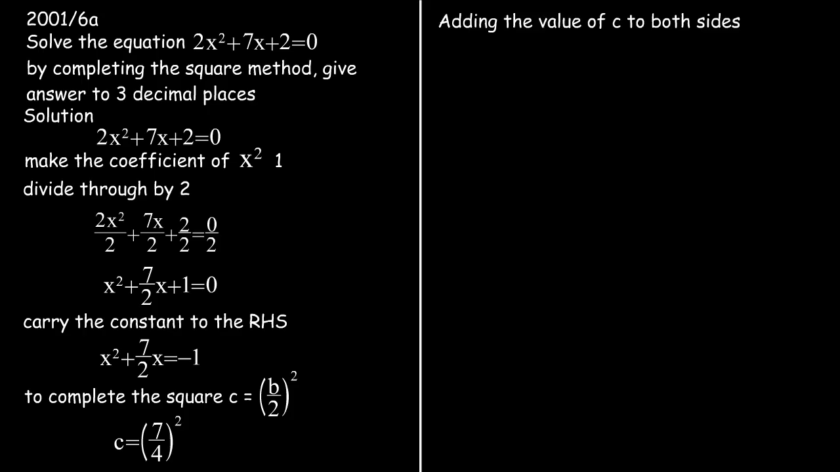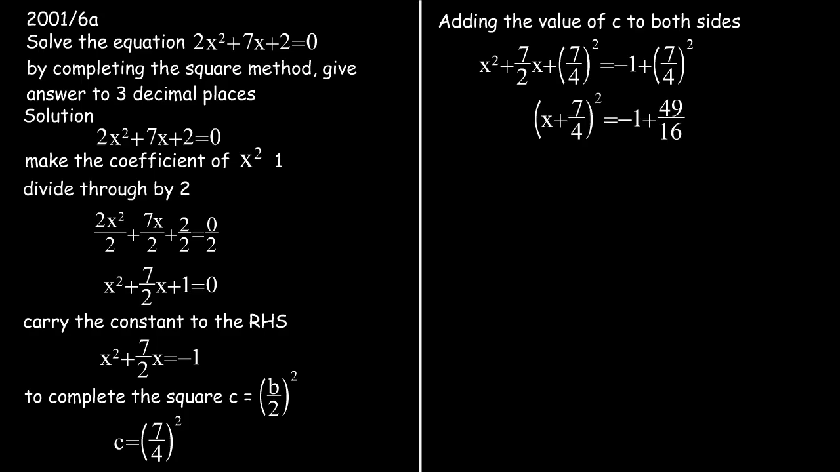Adding the value of c to both sides, it becomes s squared plus 7/2 s plus (7/4) squared is equal to minus 1 plus (7/4) squared. Now we can factorize our left hand side, and we know that our factor is going to be 7 over 4. So factorizing the left hand side, it becomes (s plus 7/4) squared is equal to minus 1 plus 49 divided by 16. So simplifying the right hand side, it becomes (s plus 7/4) squared is equal to 33 divided by 16.